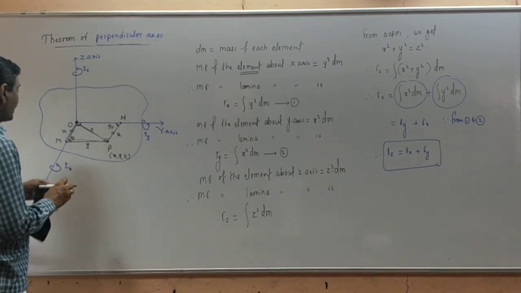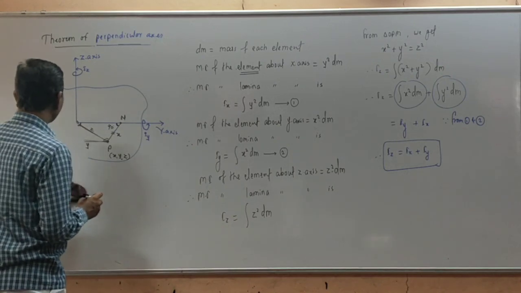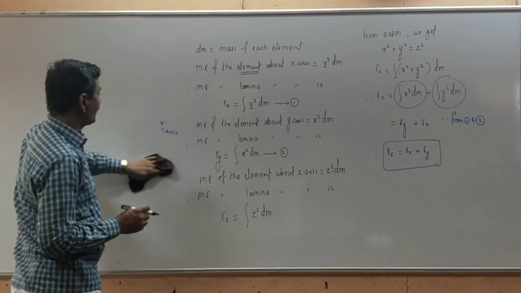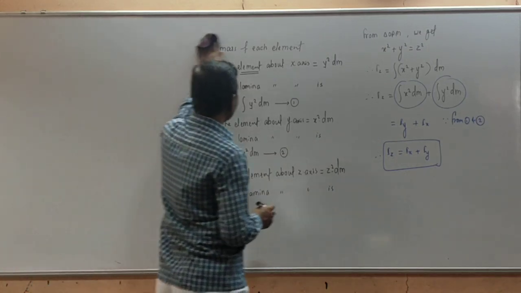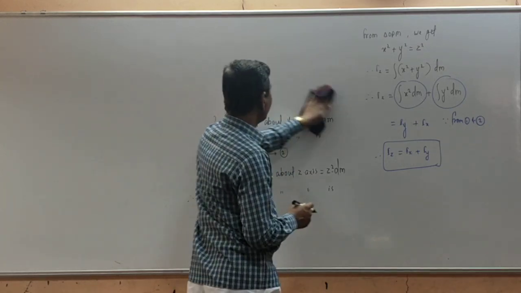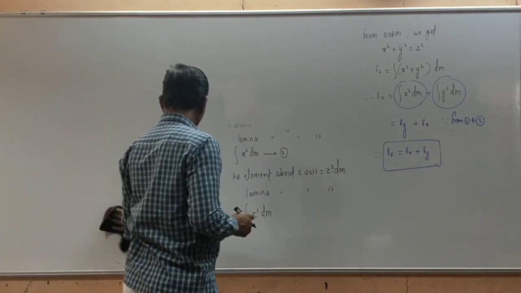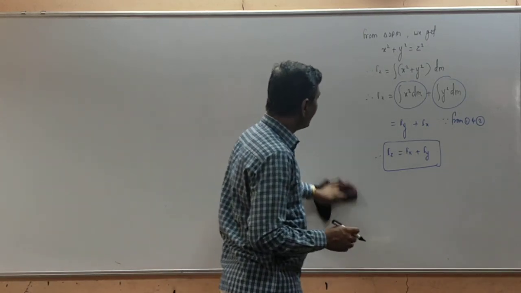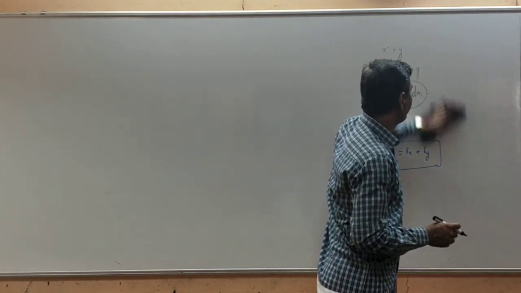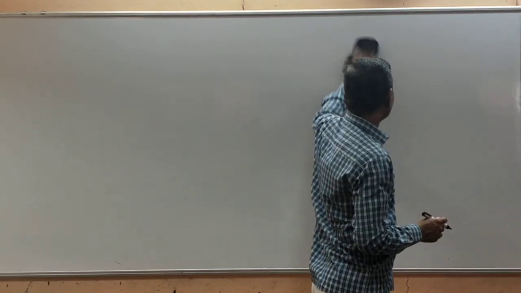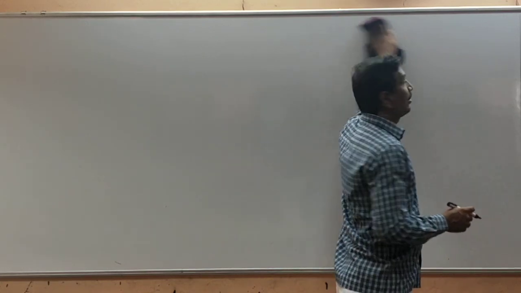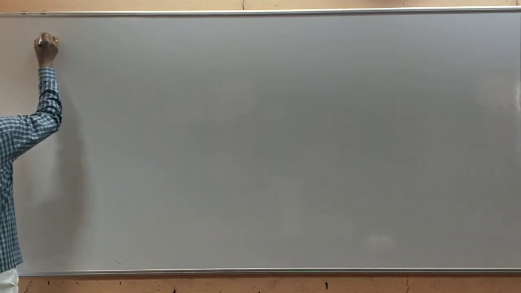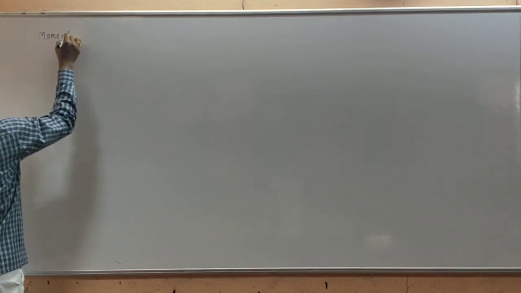Now we consider the moment of inertia of different bodies. So here we discuss the moment of inertia of bodies like rod, ring, disc, solid sphere, hollow sphere, solid cylinder and hollow cylinder. So first we consider the rod. So what is the moment of inertia of a rod?